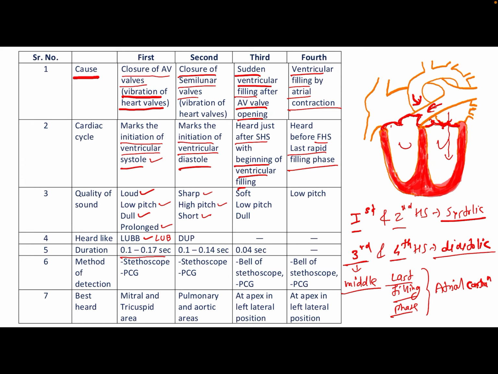Okay, and it is of longer duration. And this dub, it is shorter one. In some books dub is also given, and it is 0.1 to 0.14 seconds. Okay, and this third heart sound, it is soft, low pitch and dull. Okay, and its duration is 0.04 second.